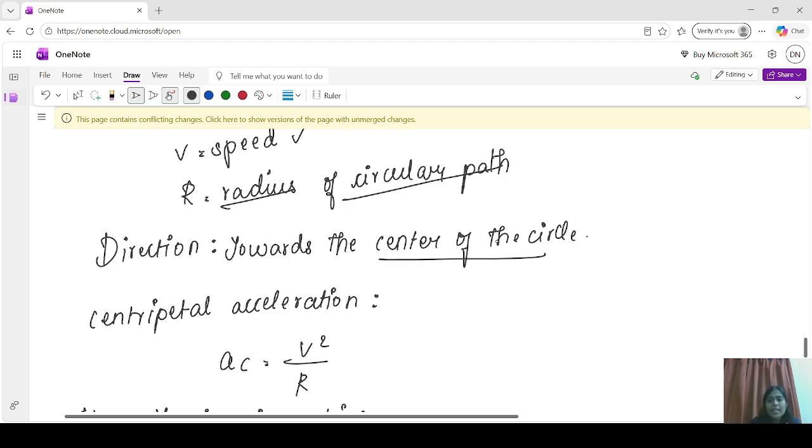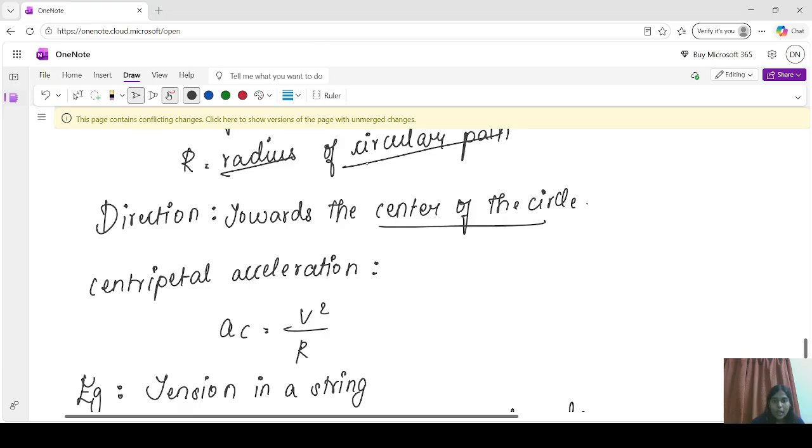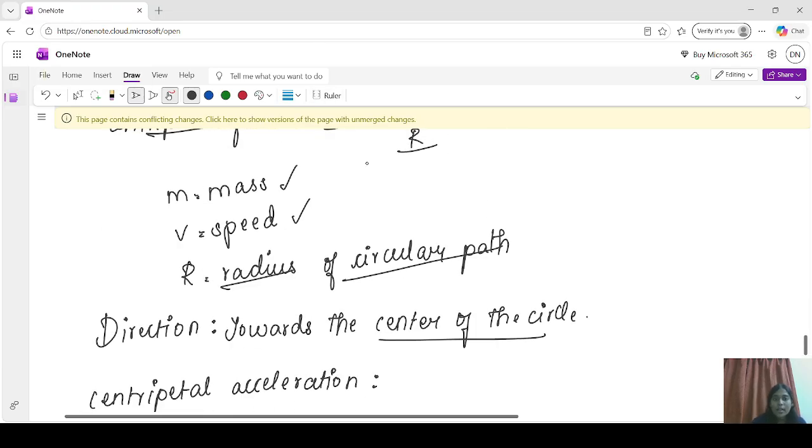What are examples of centripetal force? Tension in a string, gravity on a planet, and friction for vehicles. All of these are examples of centripetal force. Okay, I will write down the examples here.